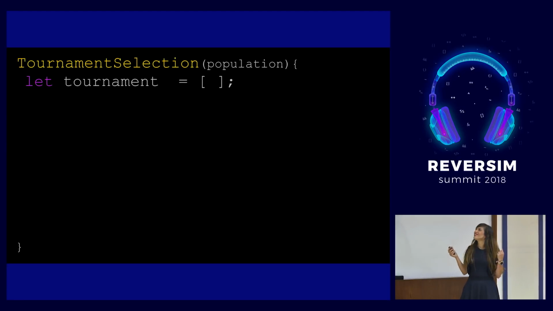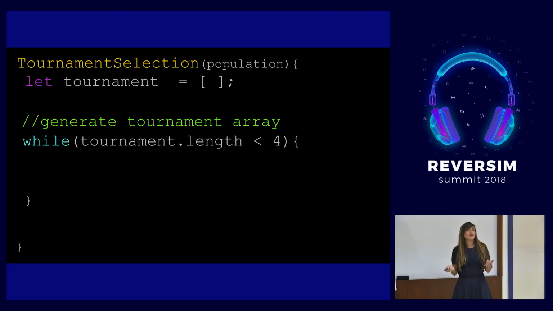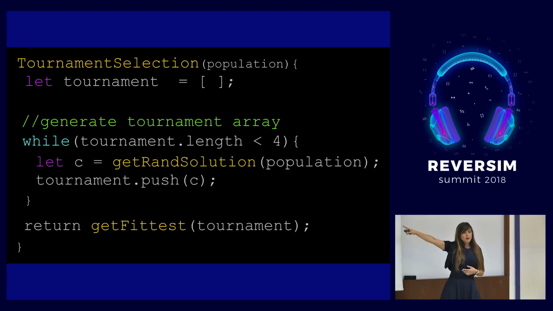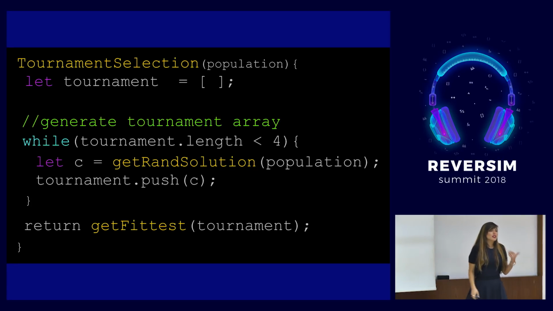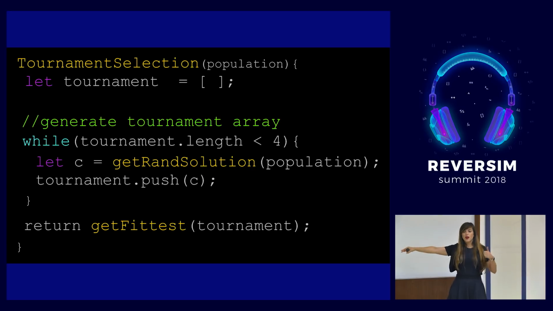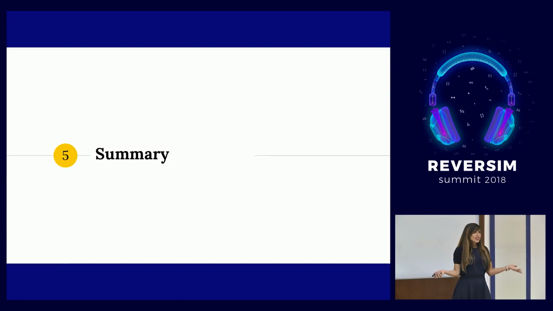Okay, code. How does it go? We get the entire population as an input, and then we want to construct the tournament array. We are going to do that inside this loop. Like I said, our tournament array was the size of 4. So we get randomized solutions, insert them into the tournament pool, and then return the fittest solution. And this solution will be the parent of the next generation. I will activate this function twice: once for the first parent, and then again for the second parent. And then I can combine these 2 solutions in the crossover step and create a new solution. Many new solutions, we have the new generation. That's it.